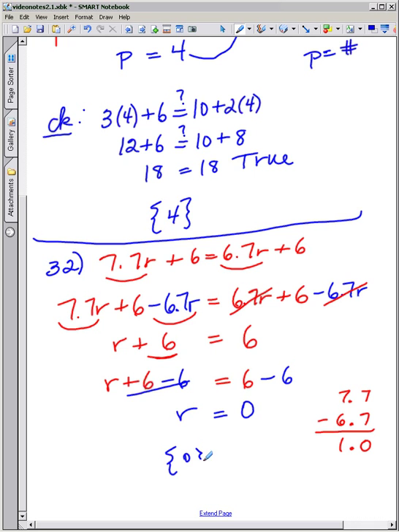Well, 0 is a real number, so that is certainly fine to have as your solution. And the way that that would check, notice if I put in 7.7 times 0 is 0, plus 6 is 6, so we have 6 on the left side. If I put in 0 on the right, 6.7 times 0 is 0, plus 6 is 6. So the value 0 makes both sides the same, so that is our correct solution.